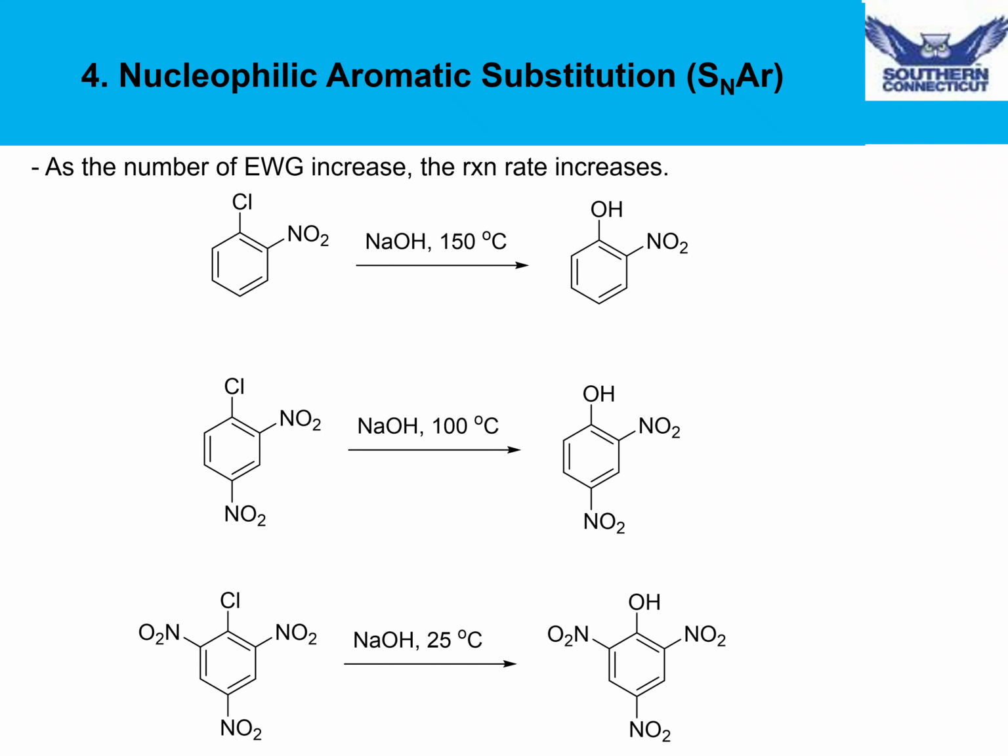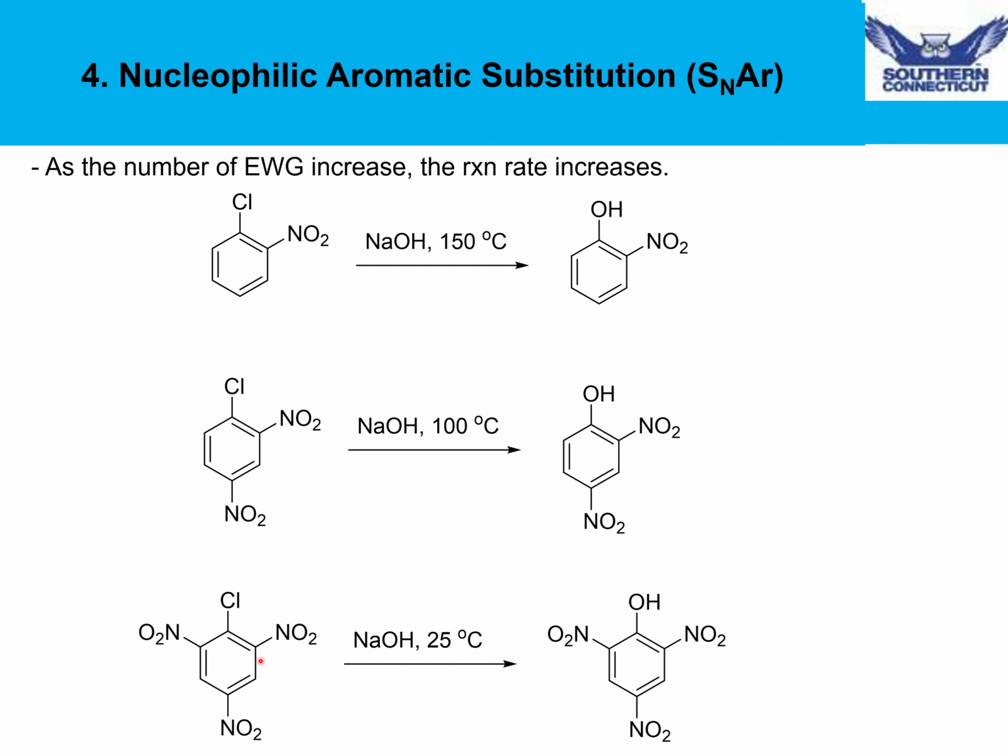As we increase the number of electron withdrawing groups around the aromatic ring, the faster the nucleophilic aromatic substitution reaction occurs. As an example, if we have a nitro group at the ortho position of this halogen, if we try to do a substitution with sodium hydroxide, we can do it at about 150 degrees Celsius and replace the chlorine with a hydroxyl group. We can lower the temperature when we add a second nitro group, one at the ortho and one at the para position, and do the same type of substitution reaction.